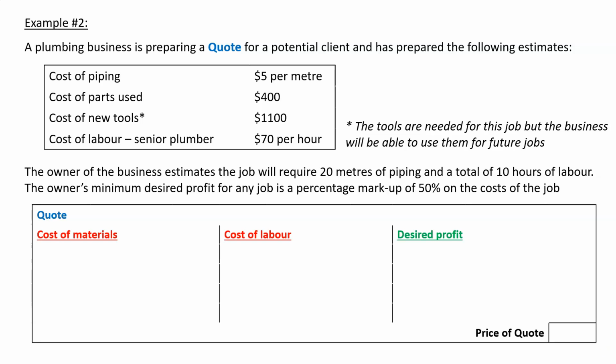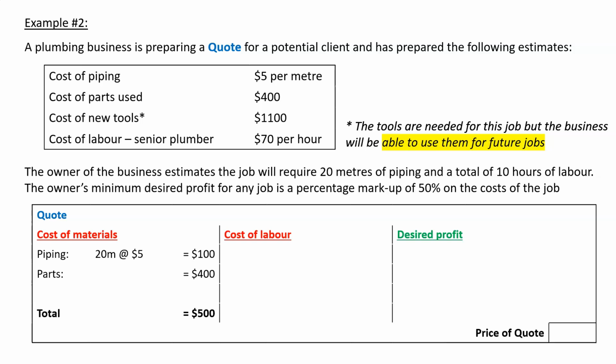Let's start with the cost of materials. We've got the piping. We need 20 metres. It's $5 per metre, so that's $100. We've got the parts used, which are $400. Then we've got the cost of the tools for $1,100. Now, however, what it says up here is we're actually going to be able to use those for future jobs. So if they're not tools specifically for this job, we're actually going to take those back out, and we'll explain why on the next slide. So really, when we add up the total cost of materials, it's only $500.